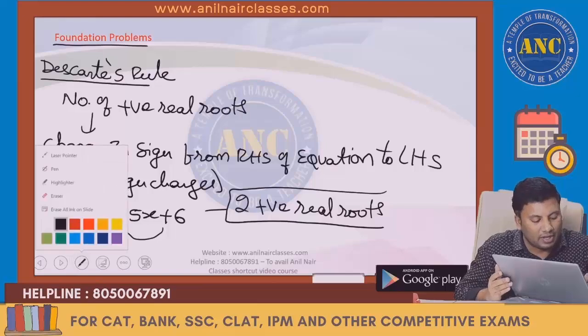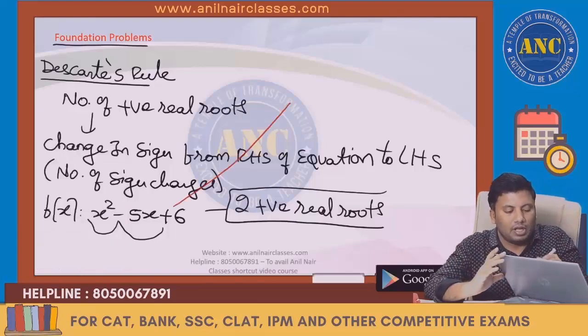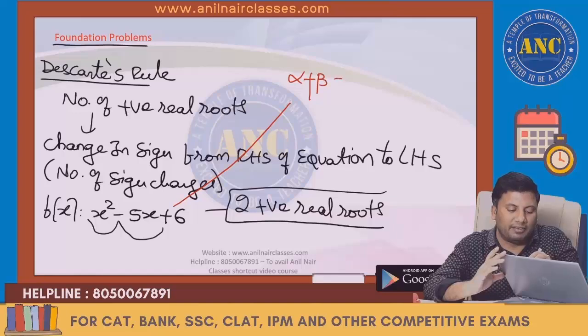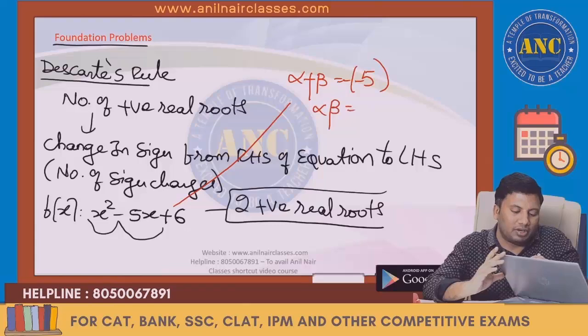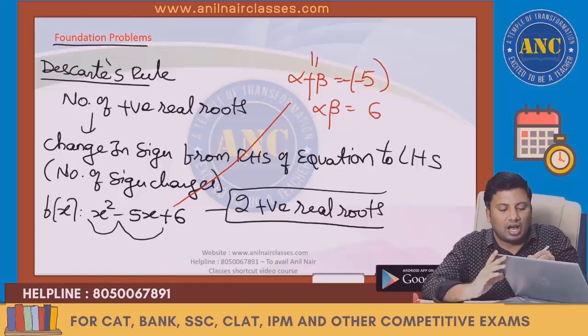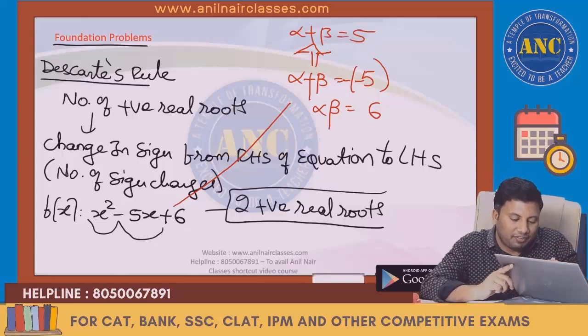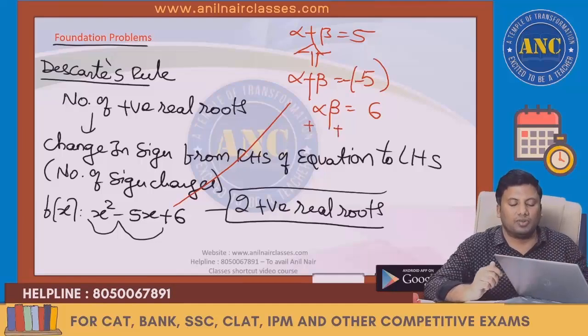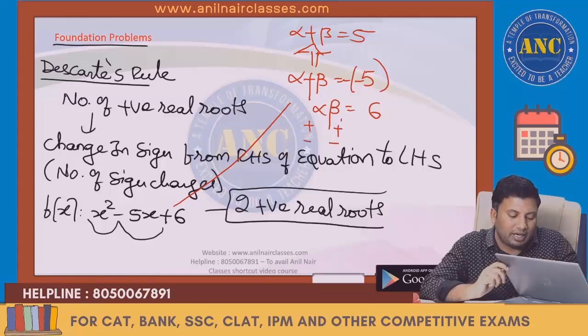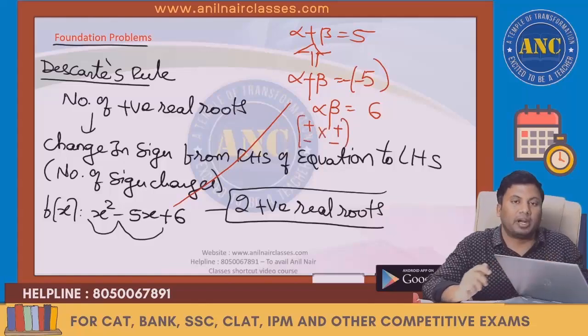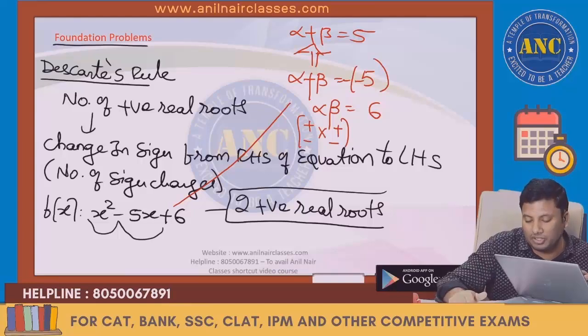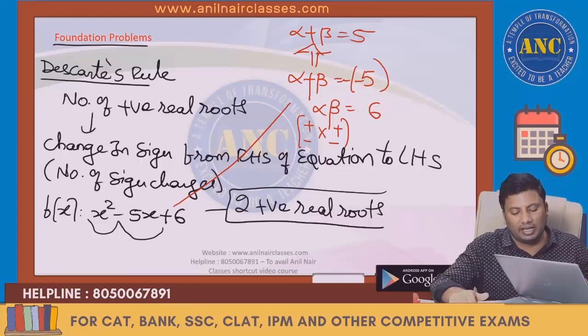See here, sir. The sum of the roots is given by minus of minus 5, so alpha plus beta is nothing but plus 5. The product of the roots, alpha beta, is nothing but 6. If the product of 2 numbers is positive, then both will be positive or both will be negative. Am I right? Positive into positive is positive. Negative into negative is positive.